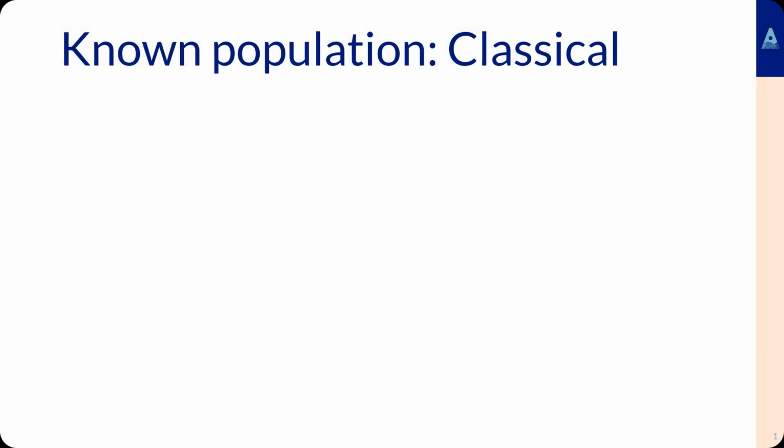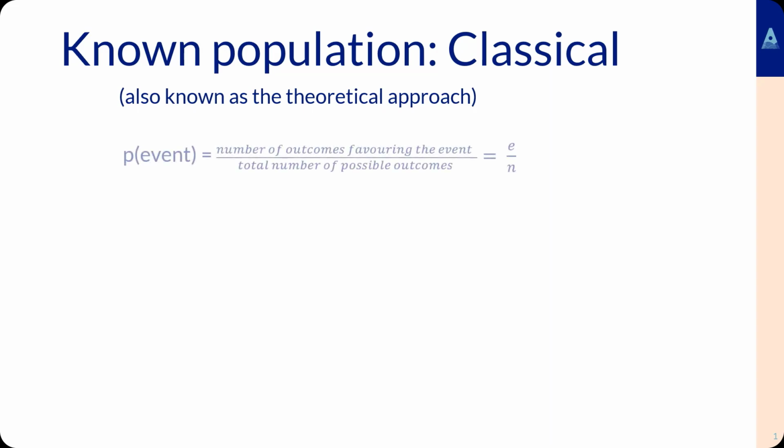A classical treatment of probability is for a known population where you know all the outcomes. This is also known as a theoretical approach. Because you know all the outcomes, you don't need to run experiments. So again, we've got the calculation. The probability of an event is the number of outcomes favoring the event. So that's a known figure. The total number of possible outcomes, that's also known. So we can calculate it.